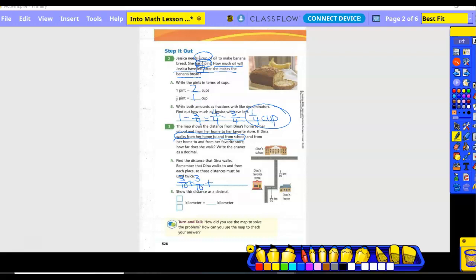Then she goes from her home to her favorite store. What is that? 1/10, right? So is that all we have to add? Yep. Okay. So 3 plus 3 plus 1 plus 1 is what? 8/10. Okay, so she walked 8/10 of a kilometer, but they wanted that written in what? Decimal form. How do I write that in decimal form? 0.8.